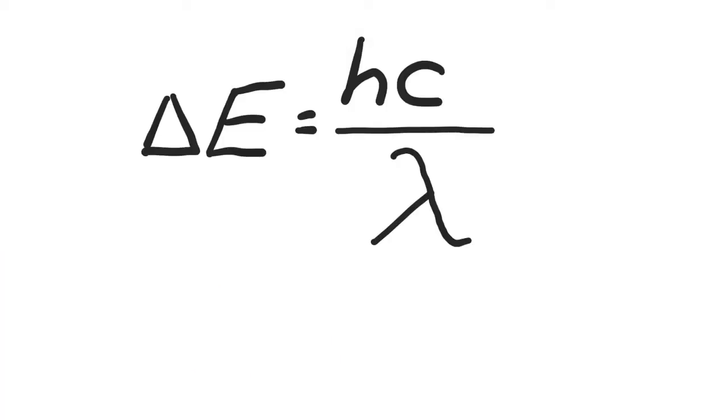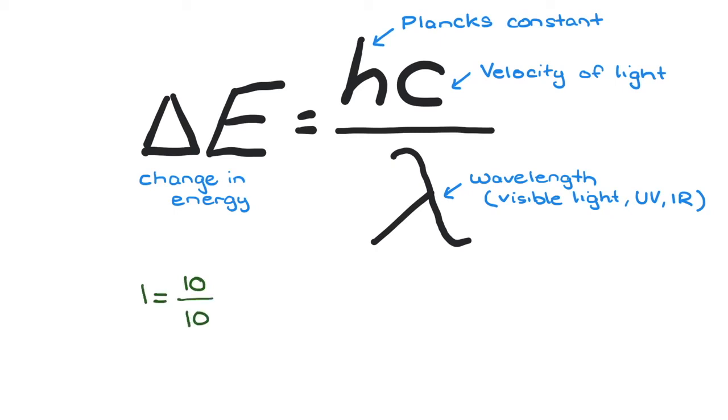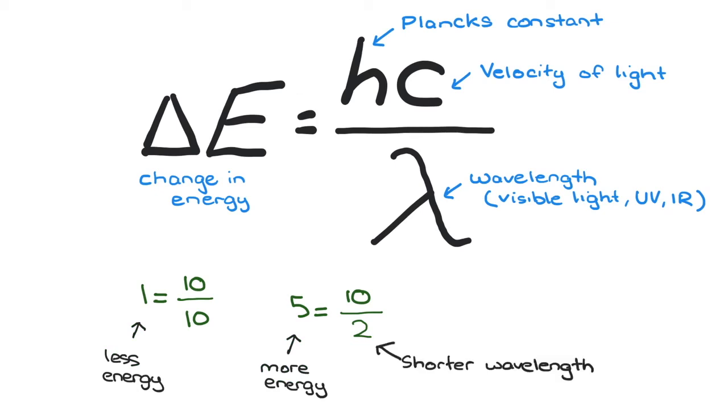This relationship is described by the equation given, where delta E is a change in energy, h is Planck's constant, c is the velocity of light, and wavelength refers to the visible light, UV or infrared radiation emitted. So logically, if hc equals 10 and wavelength equals 10, then delta E equals 1. But if hc equals 10 and wavelength equals 2, as in it has a shorter wavelength, then delta E equals 5. That is, more energy is emitted with light that possesses shorter wavelengths.